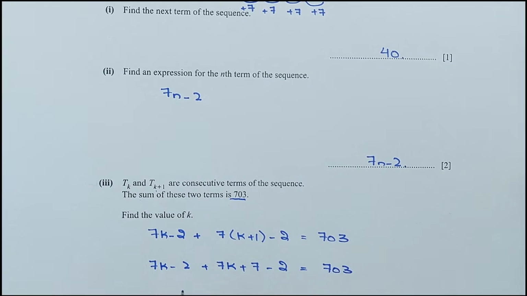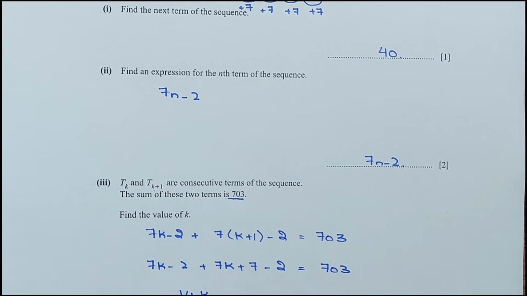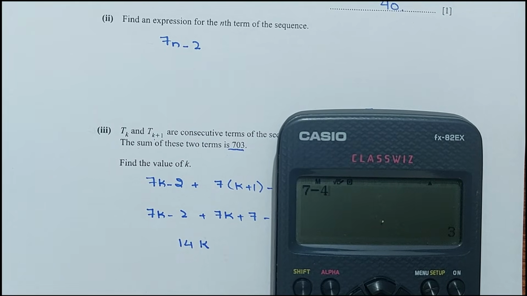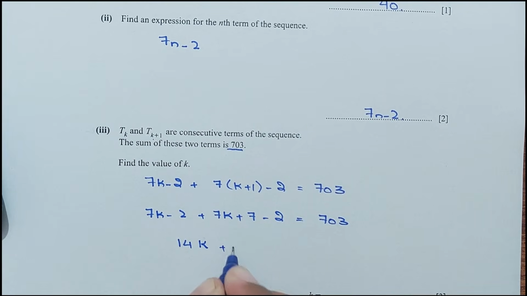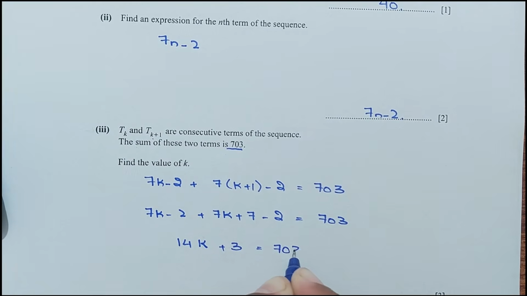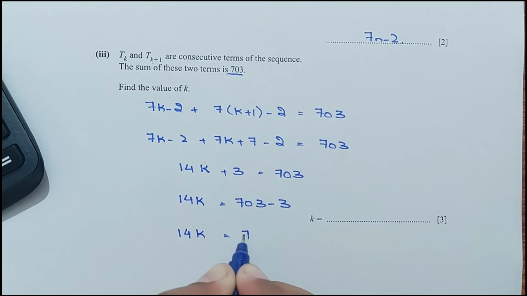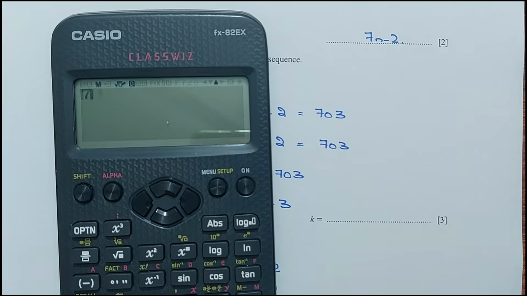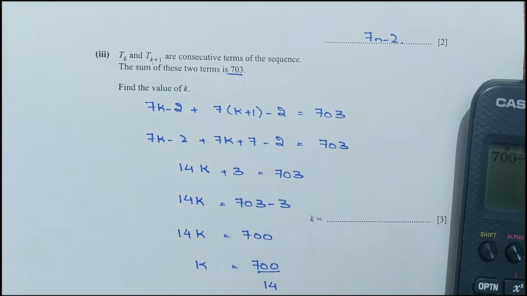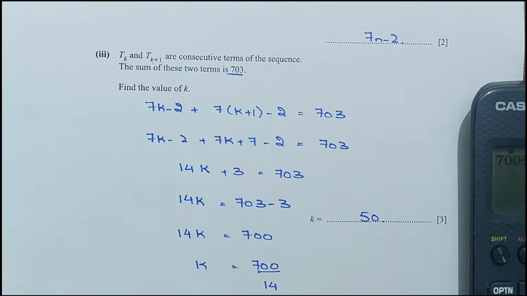7k minus 2 plus 7k plus 7 minus 2 equals 703. Right? 7k and 7k would be 14k. And 7 minus 4 would be 3, so 14k plus 3 equals 703. So 14k equals 703 minus 3. This would be 700. So 14k equals 700, and the k value is 700 out of 14, which is 50. So k value is 50, right?